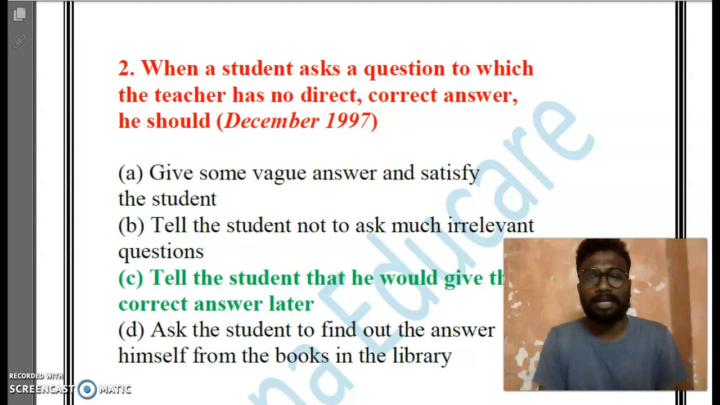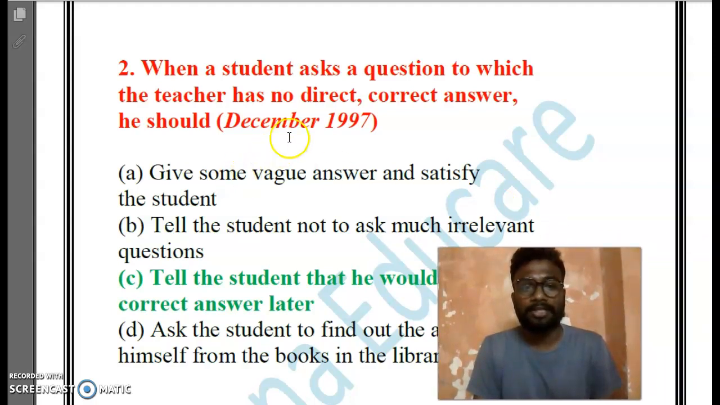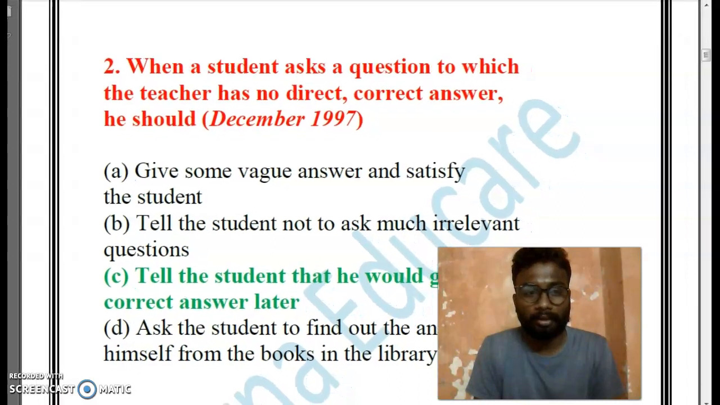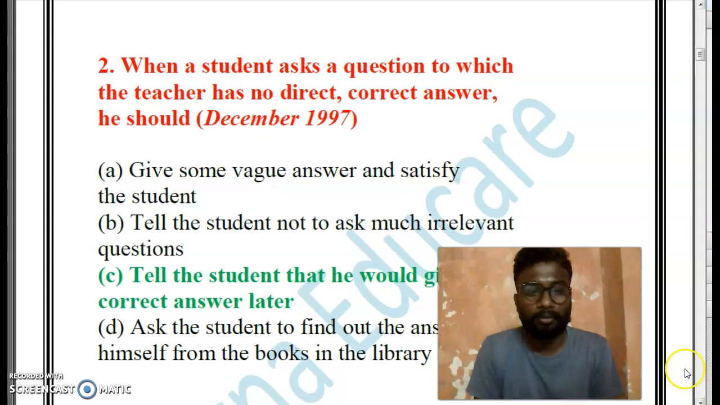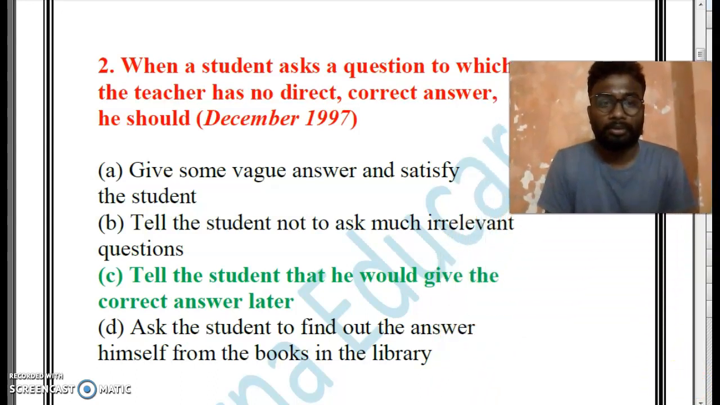When a student asks a question to which the teacher has no direct correct answer, what should be done? What should the teacher do? Give the right answer and satisfy the student, tell the student not to ask many irrelevant questions, or tell the student that he would give the correct answer later.